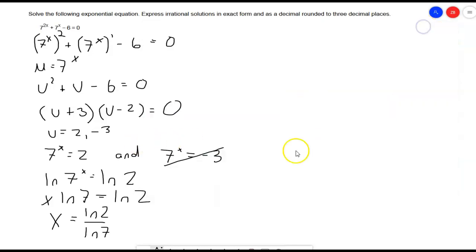And that's it. So I guess it wasn't too bad, but it is kind of messy, and we do have to see that we can use a u substitution in the beginning to make this into a quadratic, which we can then factor and then do the reverse u substitution.